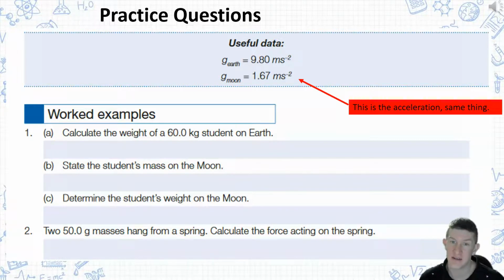Now we're going to look at some answers. So for the first one, we've got mass times gravity is weight. We just times the mass times the amount of force of gravity, 588 newtons of force for that student.